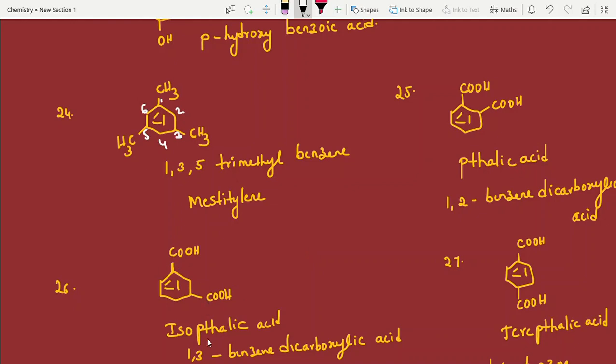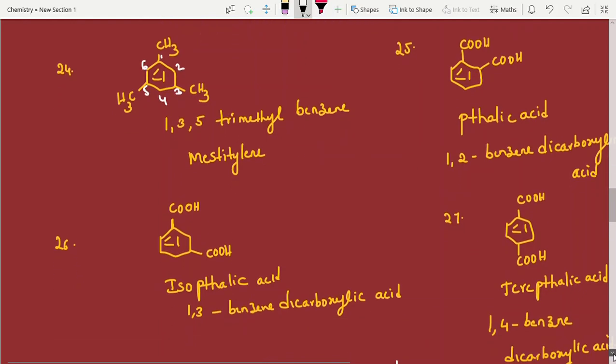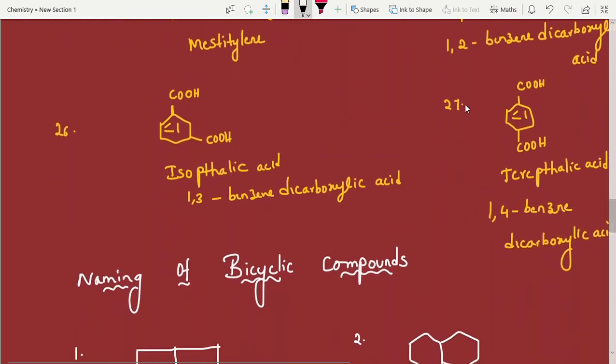And next, 1,3 positions means isophthalic acid. 1,4 positions means terephthalic acid. Terephthalic acid. Clear? That's it. With this, the frequently asked questions from an exam point of view, I have covered.